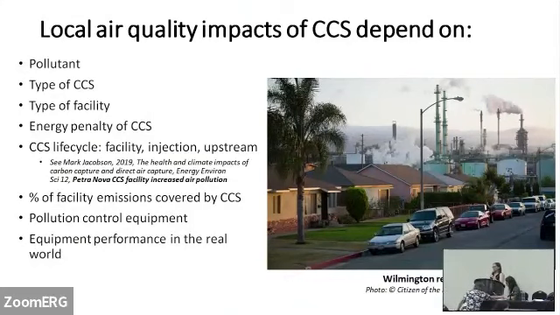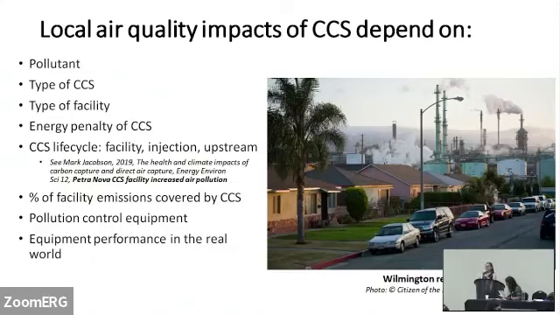So what we do know from research is that local air quality impacts depend on a multitude of factors. First, the pollutant type, the type of CCS, whether pre-combustion, post-combustion, or oxy-fuel combustion, and the type of facility, whether refinery, BECCS, or a gas-fired power plant. The energy penalty is important, that extra energy needed to run the CCS equipment, which can significantly increase air pollution. There's the CCS life cycle. There's pollution from the facility, from the capture and compression of the CO2 and from the energy penalty. There's pollution at the site of the injection, and there's upstream pollution from the extraction and processing of the fuels needed to run the CCS equipment.